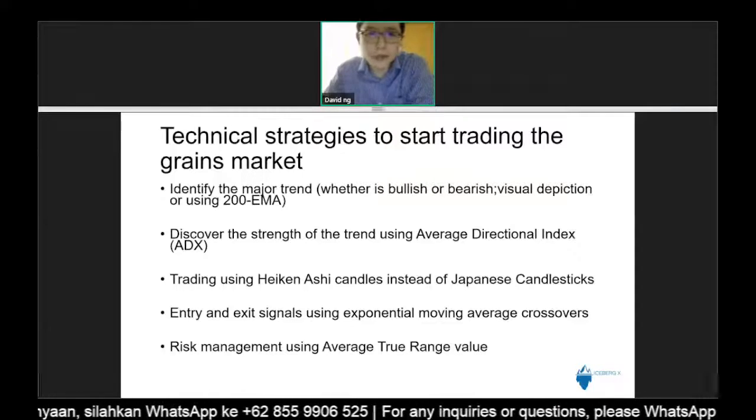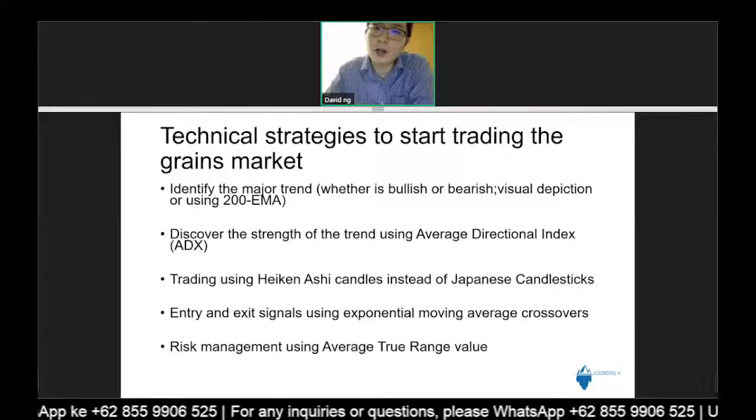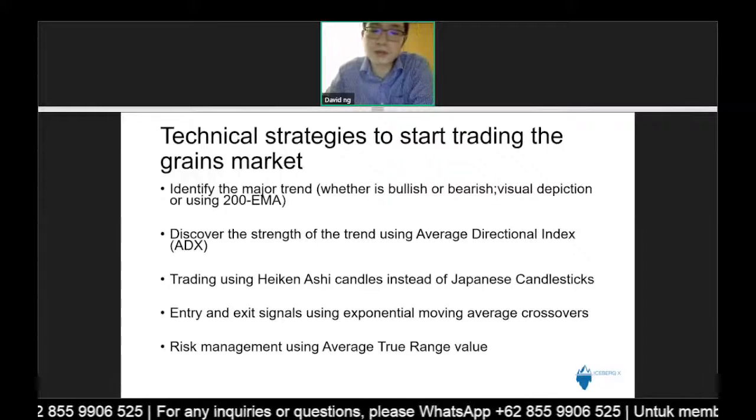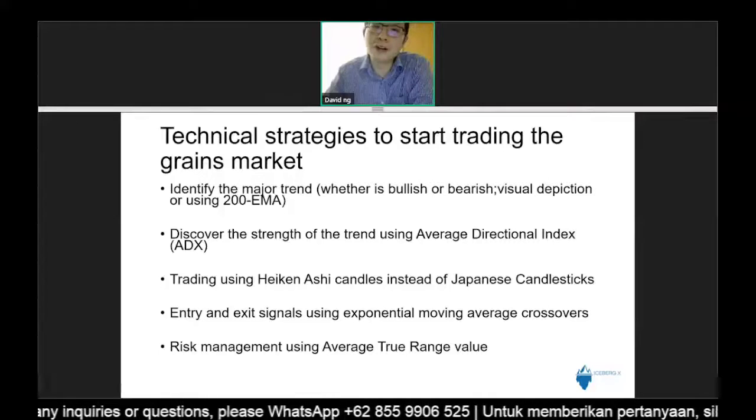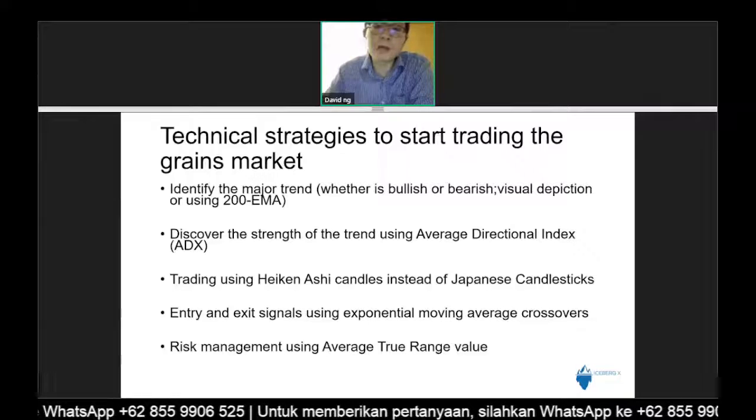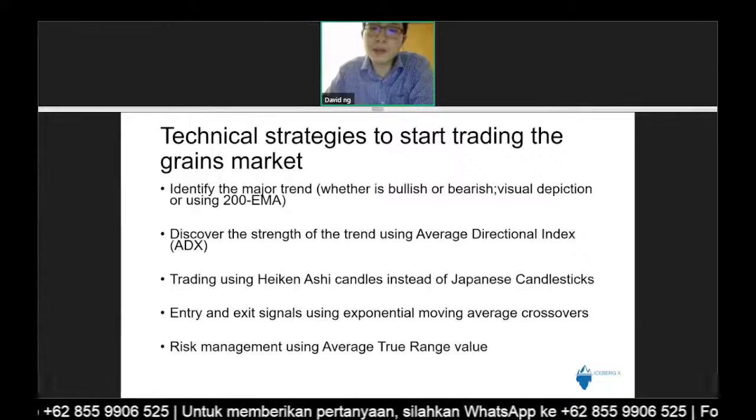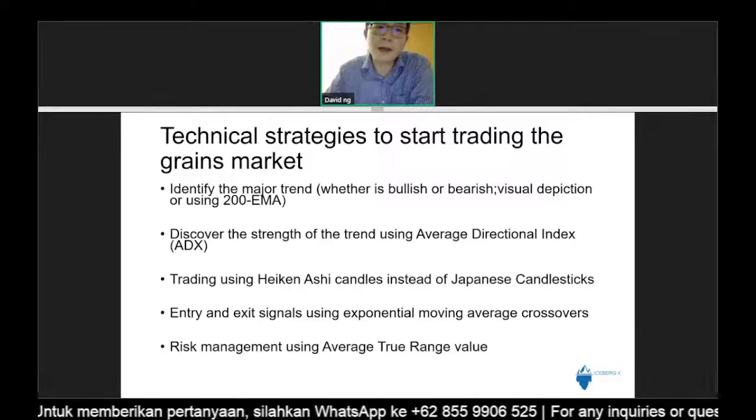Now, there's a lot of ways to identify the trend of the market. You can look at it visually. For example, if you just look at the prices, whether it is higher high or higher low. If it's higher high, higher low, that means the market is bullish. And if it's a lower high, lower low, that means the market generally is quite bearish. One way is visual. Another way is to plot the exponential moving average line.